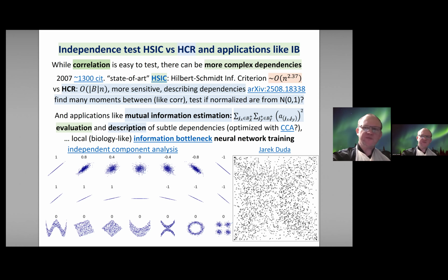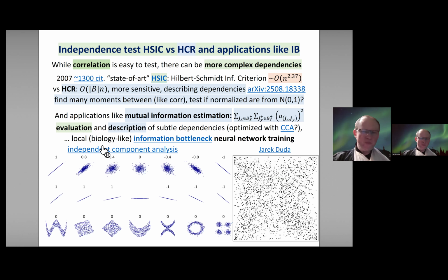Hello. So starting about independence test, there is this state-of-the-art HSIC, Hilbert-Schmidt information criterion, and I will talk more about HCR, hierarchical correlation reconstruction, as a replacement with improvements and other applications.